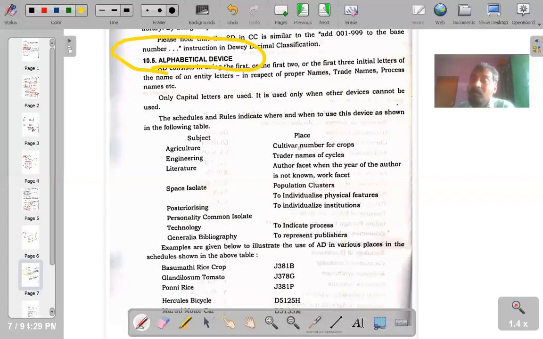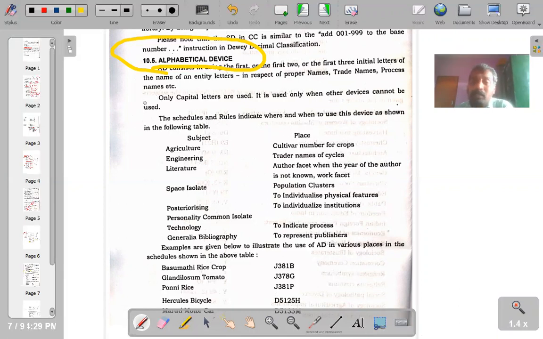Okay. And what is this device? You are going to make use of either the first letter or first two letters or first three letters of any country's name, any author's name, any vegetable's name, any grain's name, any machine's name, any trade name, any process name, anything can be had. So by using the first one digit or first two digits or first three letters of any particular name, you can have the alphabetical device.